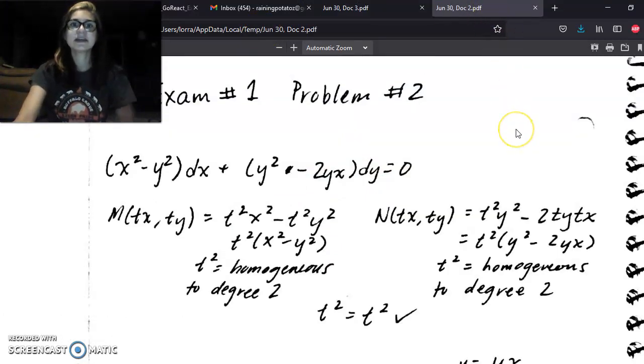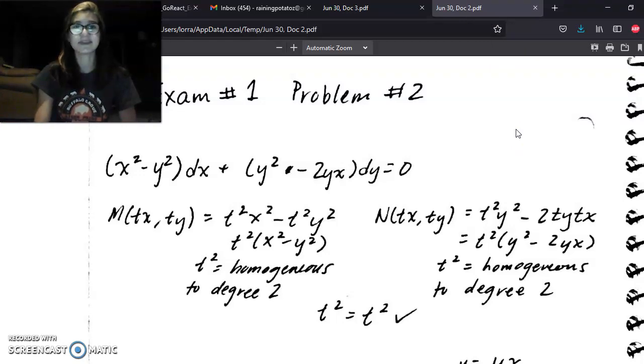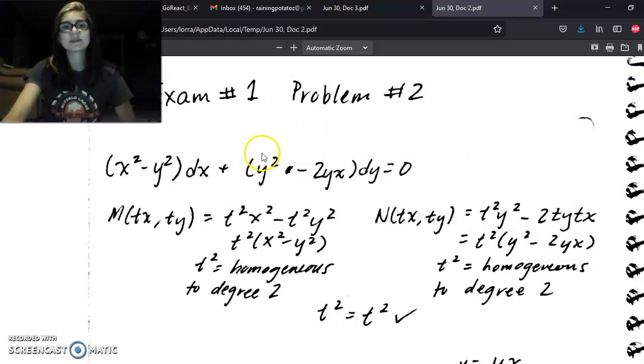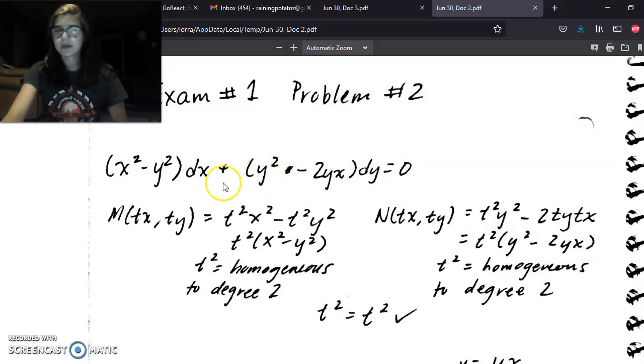And then here is problem number 2. I will preface this with I do not know if this is the right answer, but I will explain my thinking and my work anyways. So this problem, you were also solving it. So you have x squared minus y squared dx plus y squared minus 2yx dy is equal to 0.